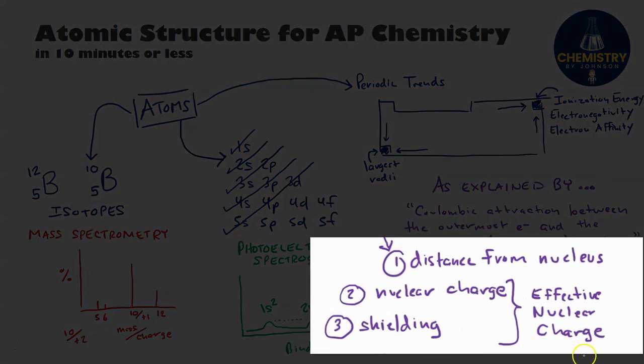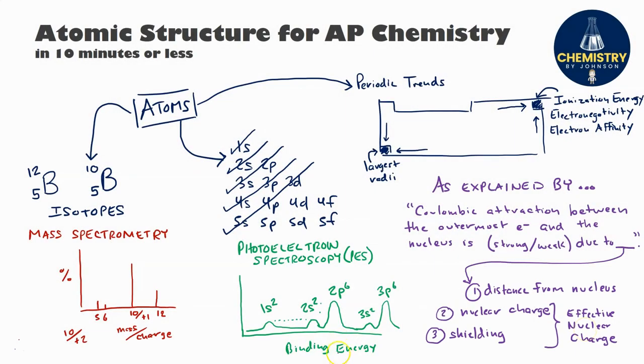You can also combine this nuclear charge and shielding effect into one consideration called the effective nuclear charge. The effective nuclear charge takes into consideration the charge of the nucleus by itself, but then subtracting out the shielding inner electrons and how much of that positive nucleus they cancel out.